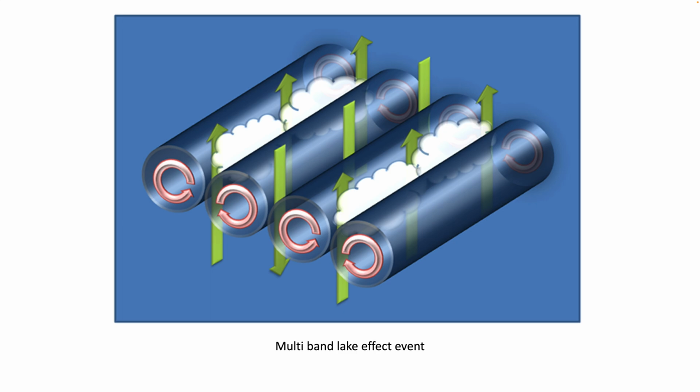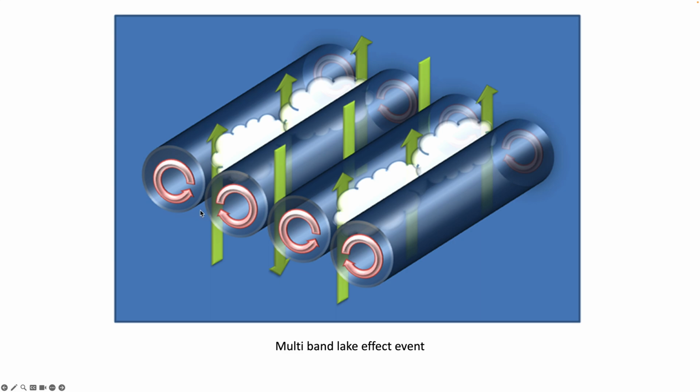The first type is called multi-band lake effect. So multi-band lake effect, as you can see here, we have these cellular rolls, and these cellular rolls are caused by convection. So what happens is you'll get convection along a line where you get rising air, and then on the sides, you'll get sinking air.